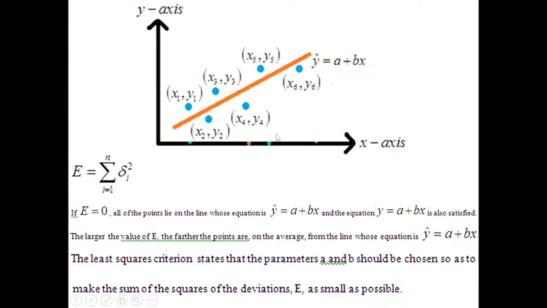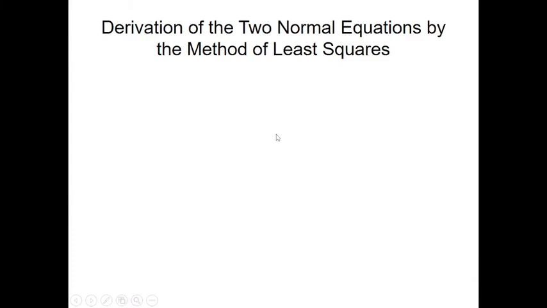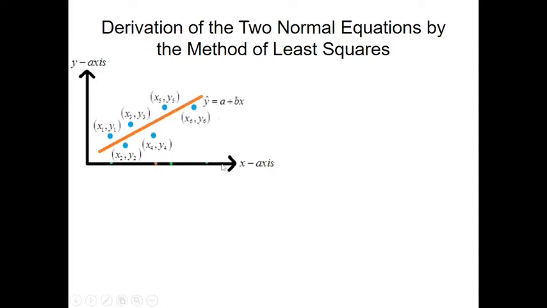So, we can now proceed. So, derivation of the two normal equations by the method of least squares. Now, let us derive the two normal equations. So, in this case, we have the graph. Considering the graph, paano ba nakuha itong line na to? Y hat equals a plus bx. Applying the method of least squares.